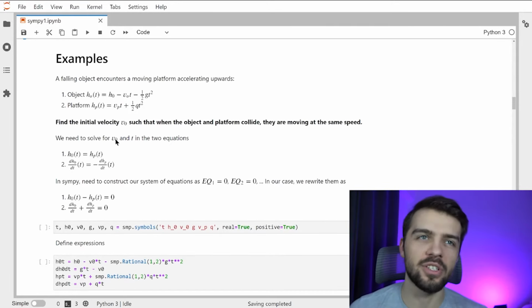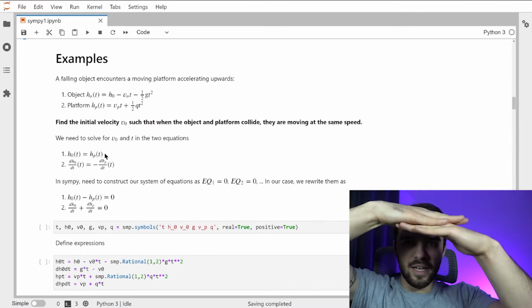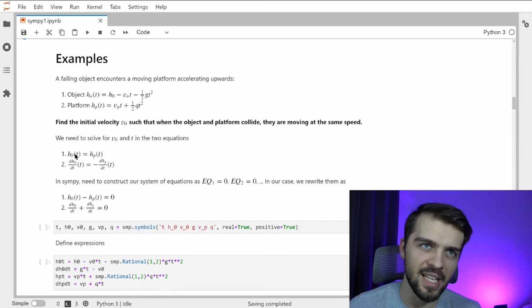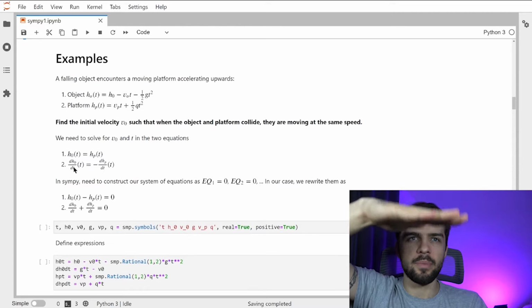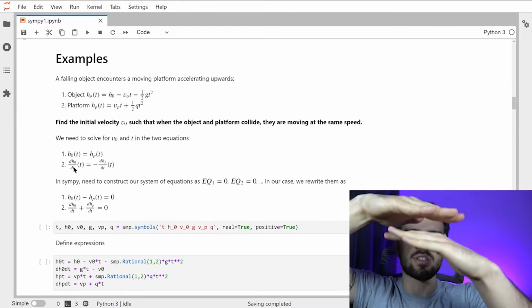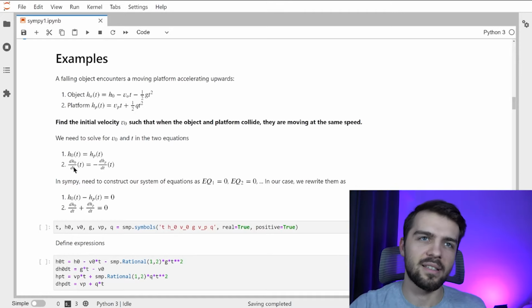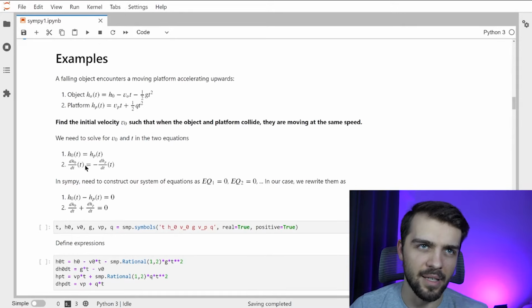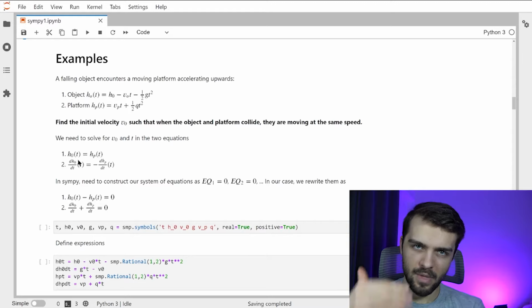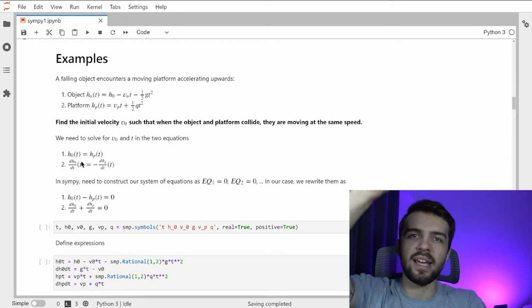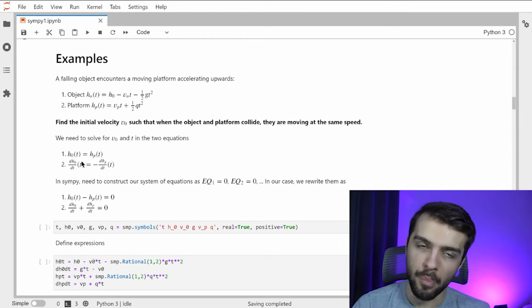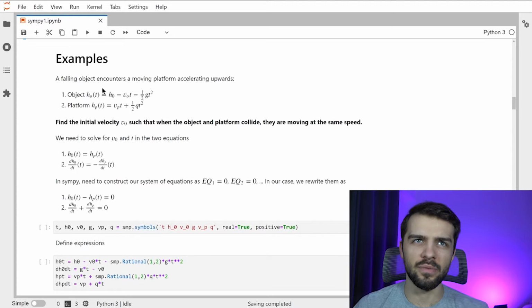And so there's two equations here that need to be satisfied. H naught of T equals HP of T. Of course, when they collide, the objects are at the same height, and T is the time where they collide. The second equation is that the velocity of the falling object is minus the velocity of the platform moving up. That means they're colliding at the same speed. So I have two equations: the heights are equal, the velocities are equal. And I have two unknowns, the time when they collide and the initial velocity. I need to solve for both of those. They're somewhat complicated, and it would be annoying to write this all out.